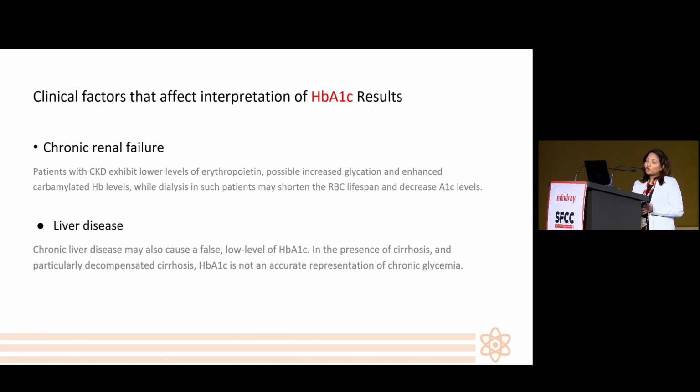Next, we move to chronic renal failure. In chronic renal failure, there is both overestimation as well as underestimation of HbA1c. In CKD patients, there is metabolic acidosis or carbamylated hemoglobin, which will lead to falsely elevated HbA1c. Whereas when these patients go on dialysis, it will shorten the RBC lifespan and decrease the A1c levels. Similarly, chronic liver disease may lead to falsely low levels of HbA1c.